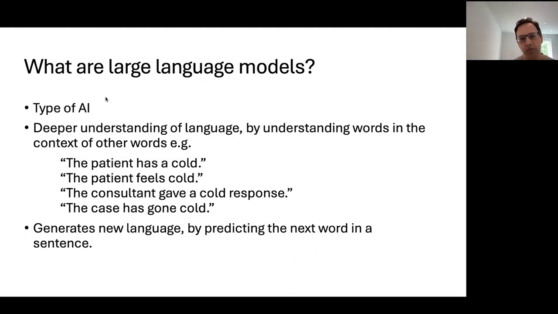However, these large language models seem to understand language better than what we've seen before. It understands the word cold in the context of the rest of the sentence, whereas normal technology would be quite limited in the understanding of those words. And large language models can also generate new words, generate new text, new information, new sentences. Again, this is something which we've not really seen before.